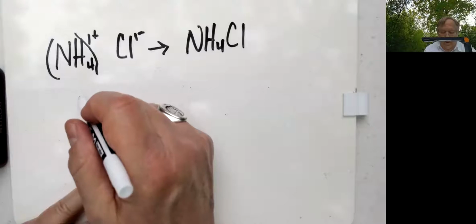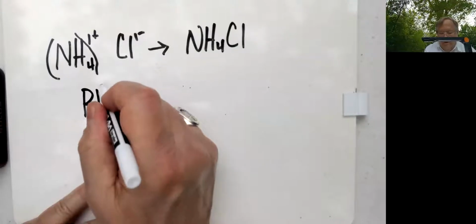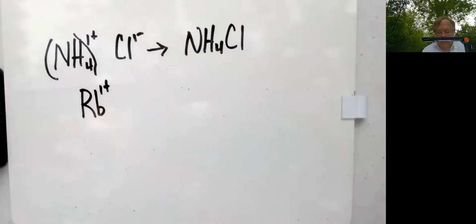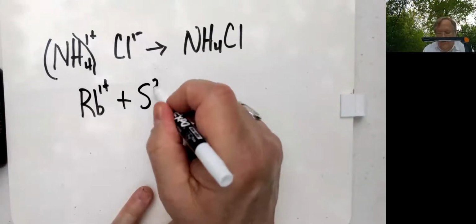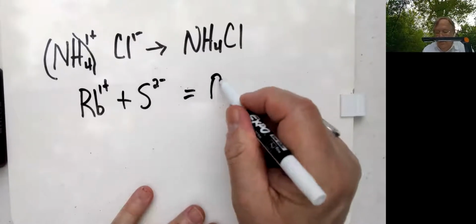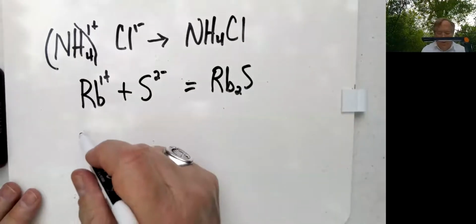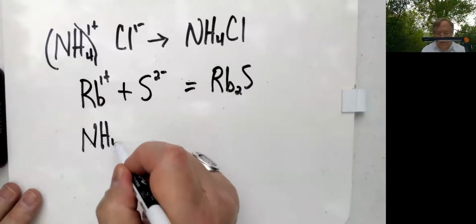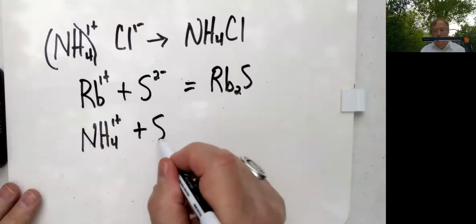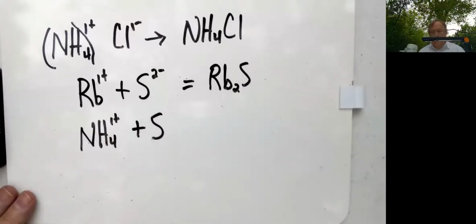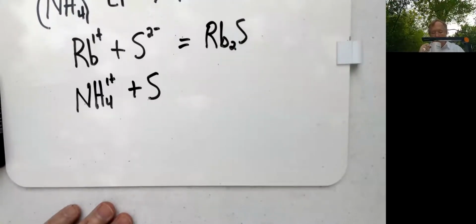Okay, but if we had rubidium, which is another one of those alkali metals, and we put it with, say, sulfur, which is -2, we would end up writing Rb2S. So what if we put this with sulfur? Okay, you can stop your video and come back when you finish.